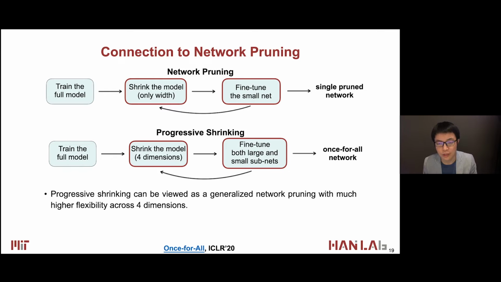And during the fine-tuning stage, we not just fine-tune the small network. Since we are supporting a broad spectrum of neural nets, we fine-tune both the larger subnets and also the smaller subnetworks, okay? So progressive shrinking can be thought of as a general case of network pruning.